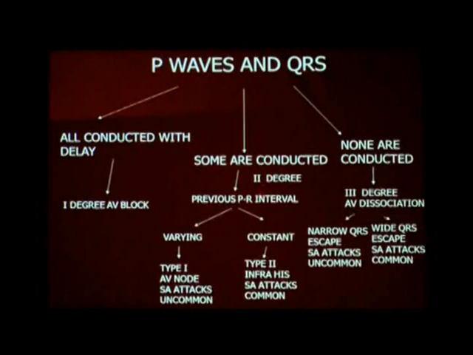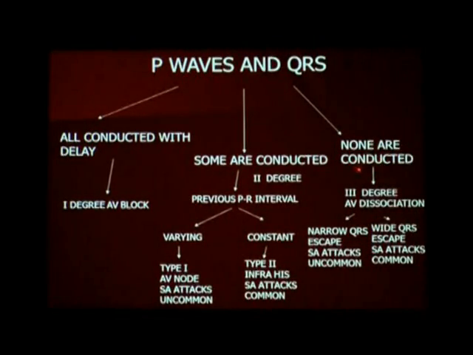Whereas if the PR interval preceding the blocked P wave is constant and consecutive, and suddenly a P wave is blocked, then it is type 2 second degree atrioventricular block. The P waves are blocking below the bundle of His. It is a distal conduction block, more dangerous, and most often at this point requires pacing because Stokes-Adams attacks are common.